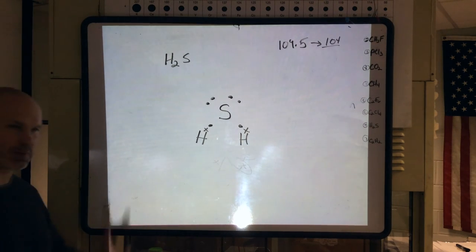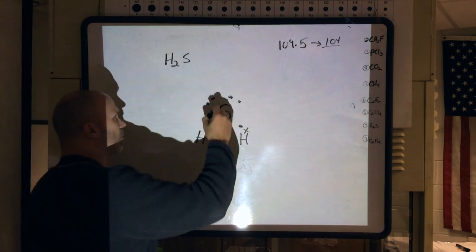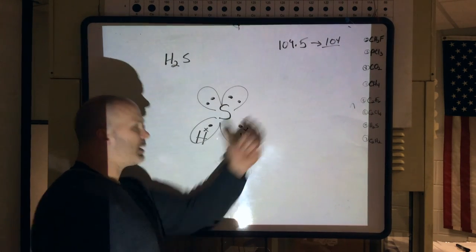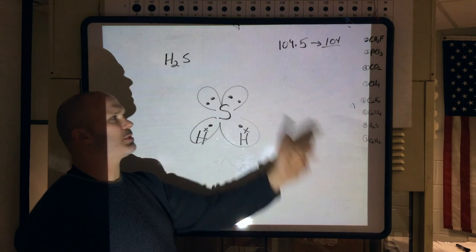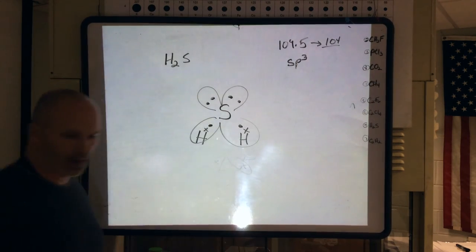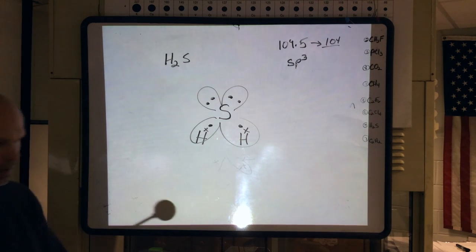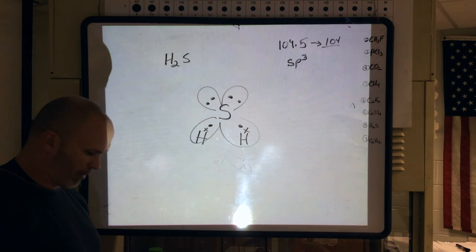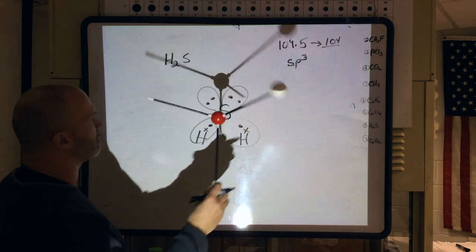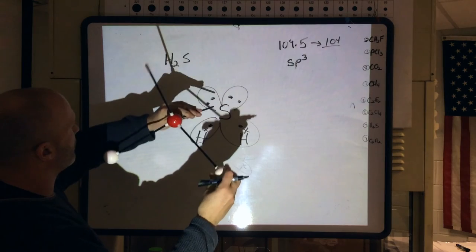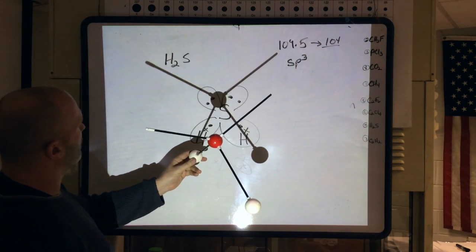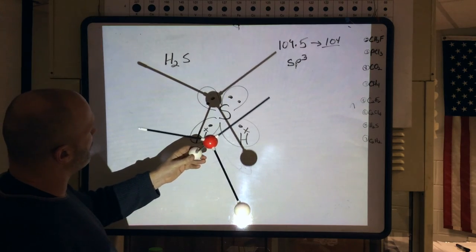Can we guess the hybridization here? How many pairs of electrons, bonding or not? And you would count 1, 2, 3, 4. That means an s and 3 p's came together. Yes, it's sp3. Now, what we have in this case is 2 lone pairs. So we still have the tetrahedral shape, but I'm showing it a little differently now.